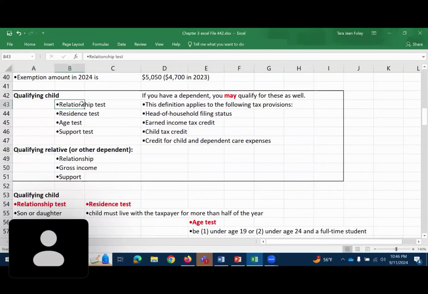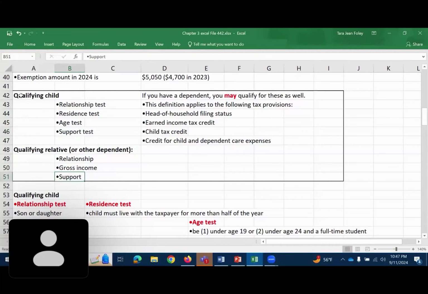So there's a relationship test in both, but they're different. The relationship test for a qualifying child is different to the relationship test for a qualifying relative. The residency test is only for a qualifying child. There is no residence test for a qualifying relative. There's an age test, but not here. There's a support test for both, but the support test is different for both.